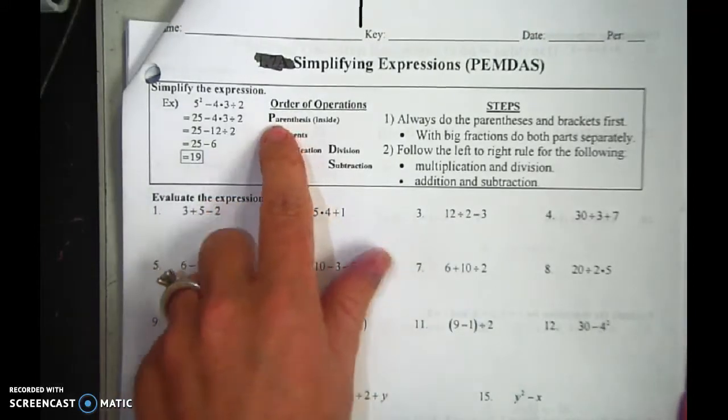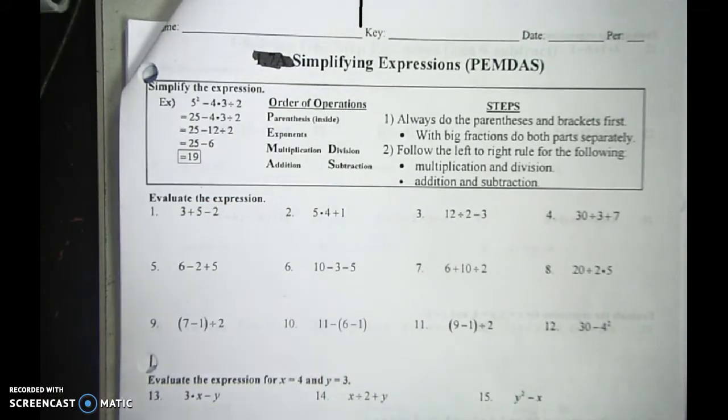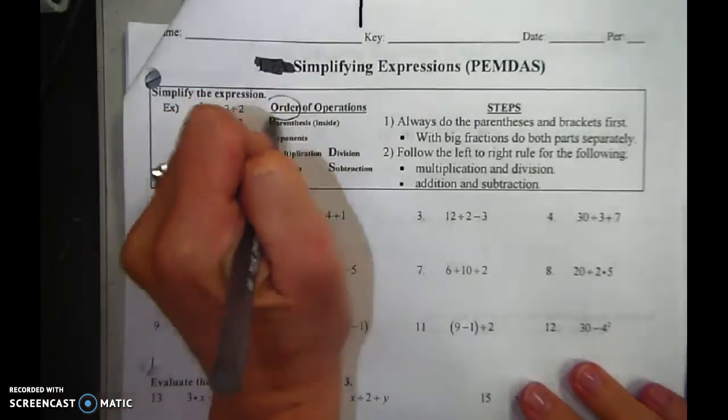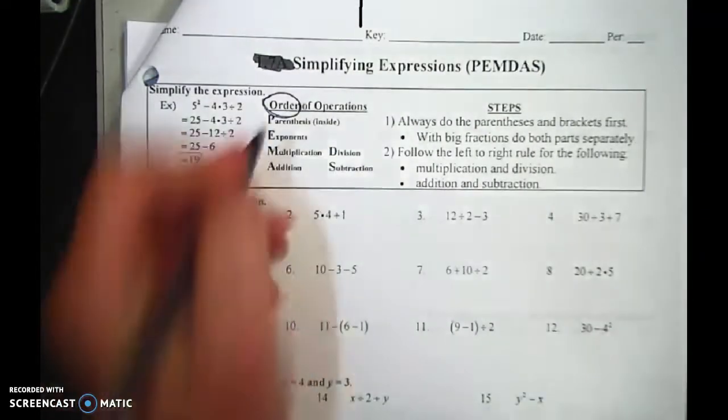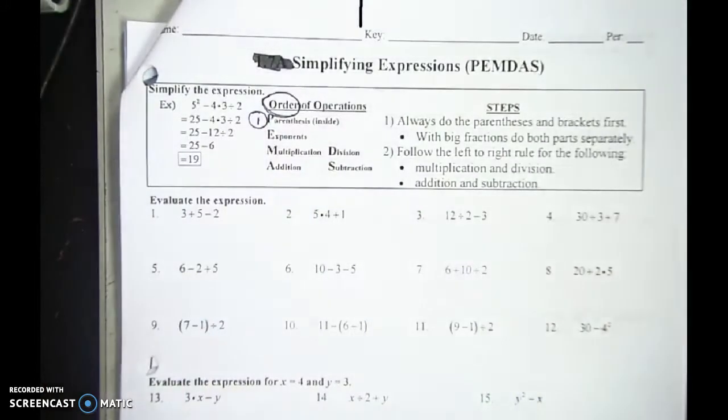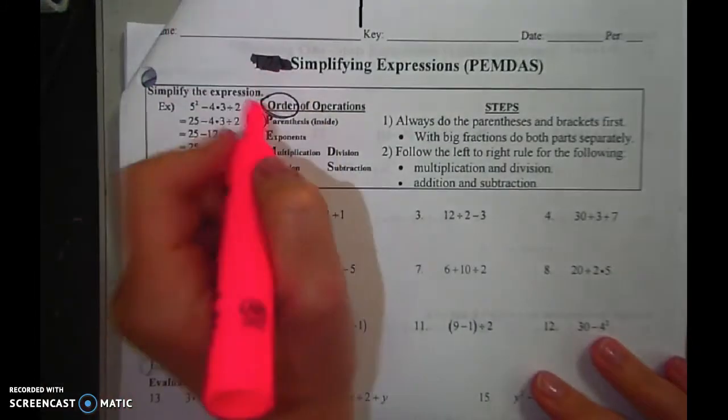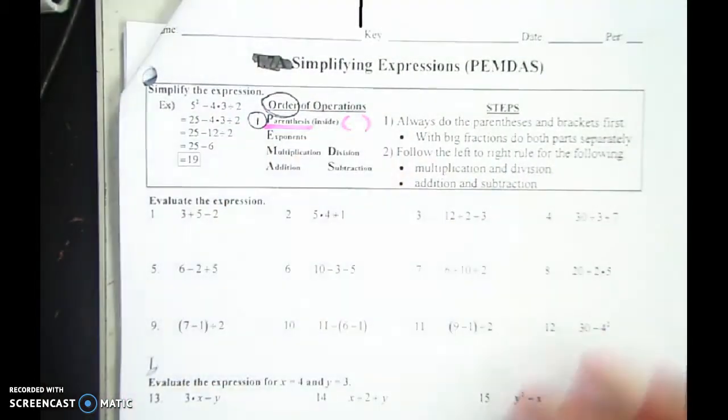So today we're doing order of operations. Order of operations means it has to go in a certain order. So the first thing you always have to do, the first thing, is always look to see if there are parentheses. That's step one.